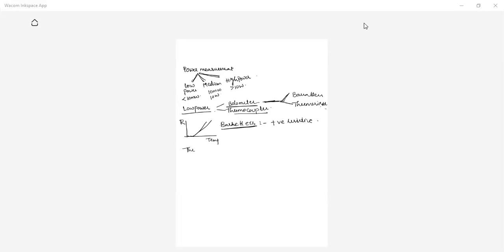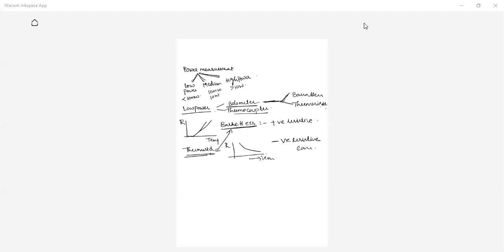What are thermistors? Thermistors have a negative resistive coefficient. That means its resistance value decreases as the temperature increases. These two come under the category of bolometers.